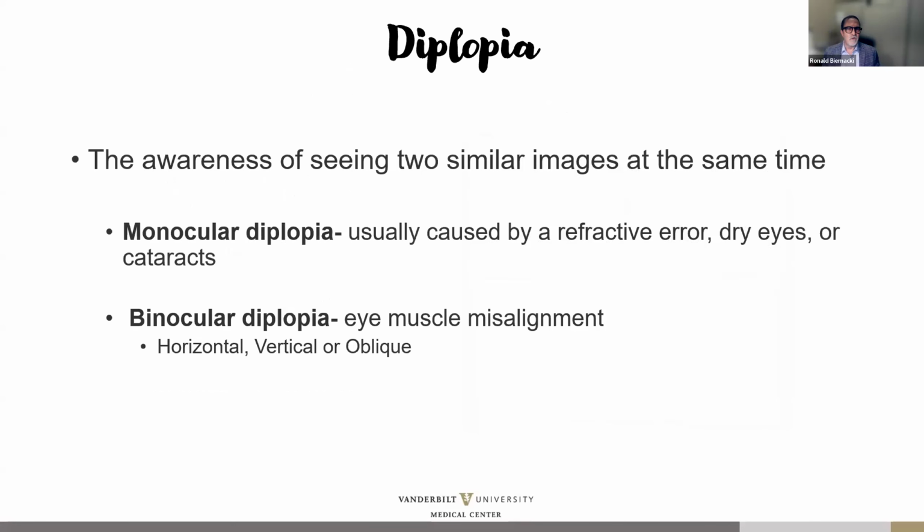And then diplopia, which we all certainly see in our adult clinics, is the awareness of seeing two similar images. It's important to differentiate between monocular and binocular diplopia. Usually if a patient comes in and they don't say they can see two images, really investigate monocular diplopia.